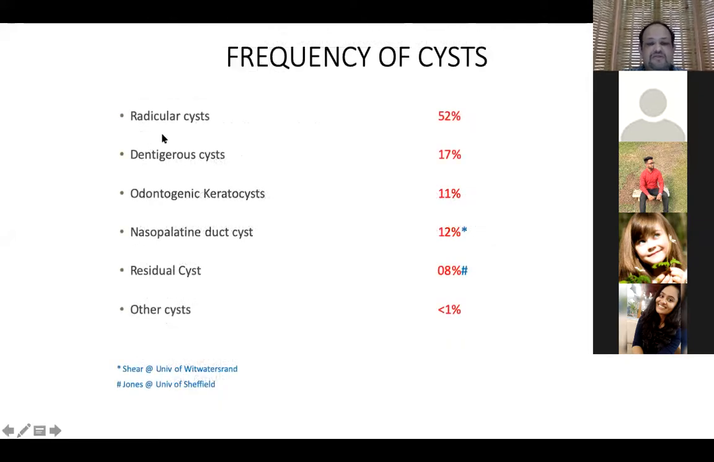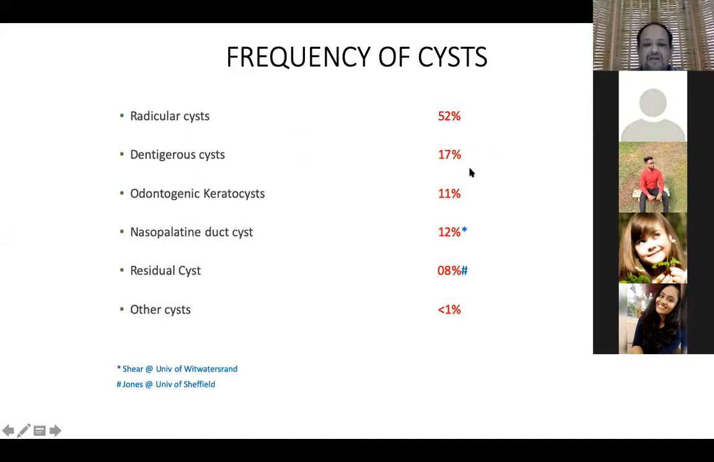The frequency of cysts: the most common one is the radicular cyst, and for a good reason. It's usually seen more in males because the most common site for a radicular cyst is the central incisors, and males are more prone to trauma because of road traffic accidents or interpersonal violence. Then the tooth gets devitalized, leading to a cyst formation in the periapex.